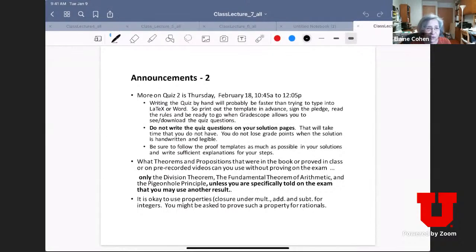Do not write the questions on your solution pages, okay? Write your solutions. We don't need to see the questions again. We know what they are. If you need to see them while you're solving it, then print out the quiz questions, and then at the top of your page, have the quiz question that you're working on right above it so that you know which one you're working on. But you do not need to spend your time writing or printing it. That's too much, takes too much time. Don't do it.